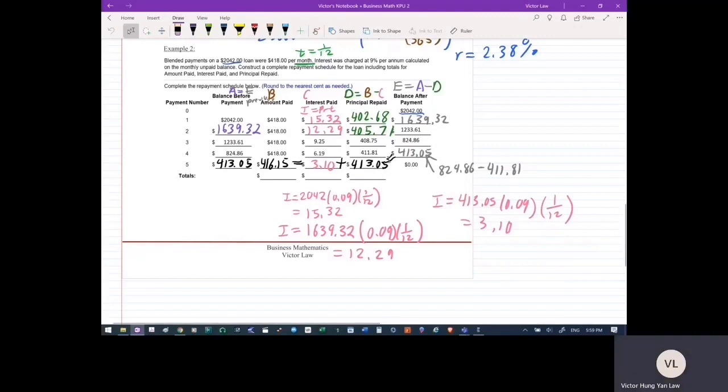Once we understand that the principal we paid is what we owe at the beginning of the period, 413.05, then we can calculate the interest paid. Interest paid is 413.05, how much we owe at the beginning of the period, times 9%, times 1/12, and that gives you 3.10. That's the interest paid for period 5. Once we have the interest paid and the principal we paid, we can work backward to find the amount paid by adding these two numbers. When we add 3.10 plus 413.05, we get 416.15. And that's example 2.